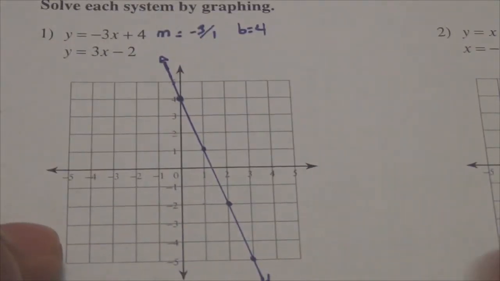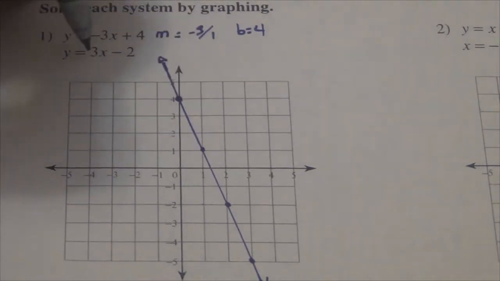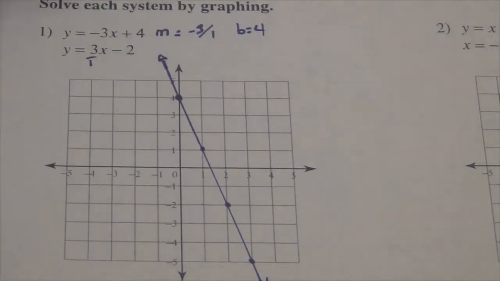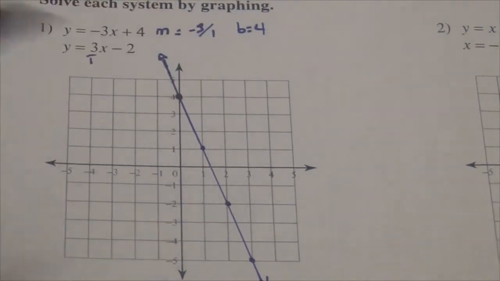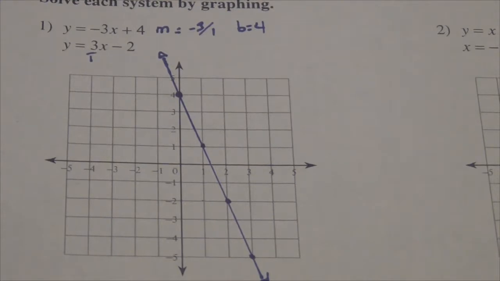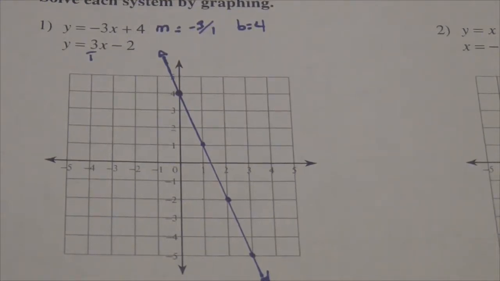Now, the next equation has a slope of 3 over 1 and a y-intercept of negative 2. The sign is very important. So negative 2. I'm going to try to do it in a different color, although I don't want to go through the paper because we have things on the other side of the paper.